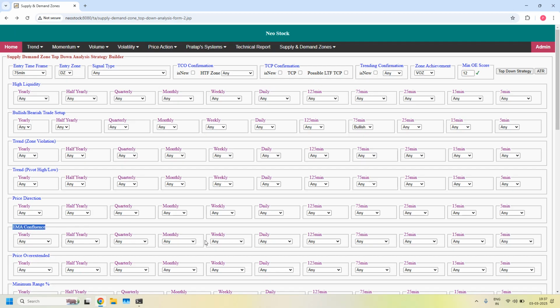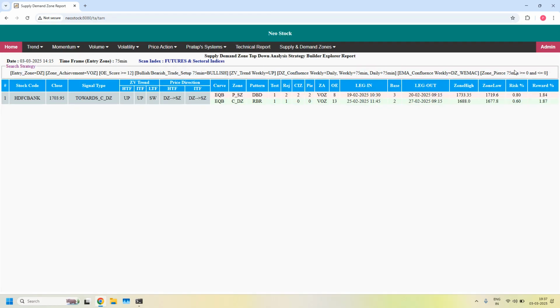In the EMA confluence, weekly time frame, HTF is weekly. Weekly demand zone having weekly EMA confluence. But the trend on the weekly should not be sideways. It should be uptrend because it is a bullish trade setup. So HDFC Bank is filtered once again. That means this is an even higher probability trade setup supported stock. Okay, this is a bullish trade setup for weekly income trade.